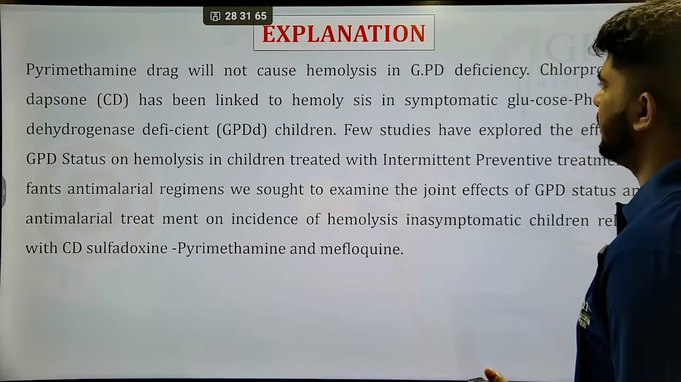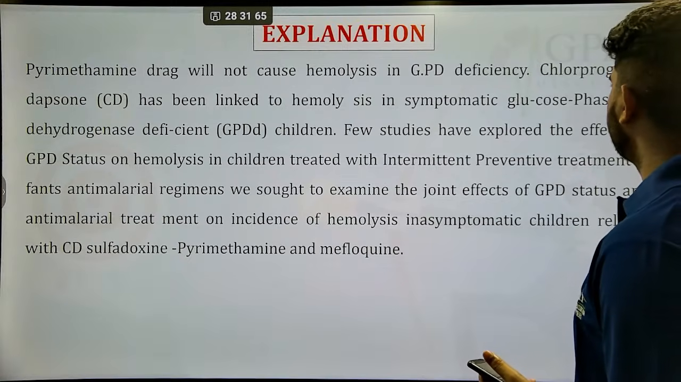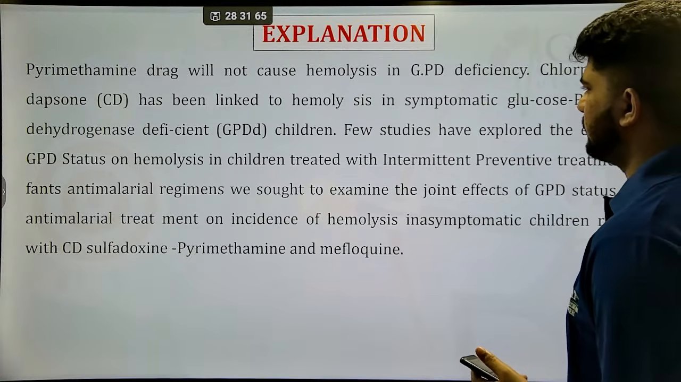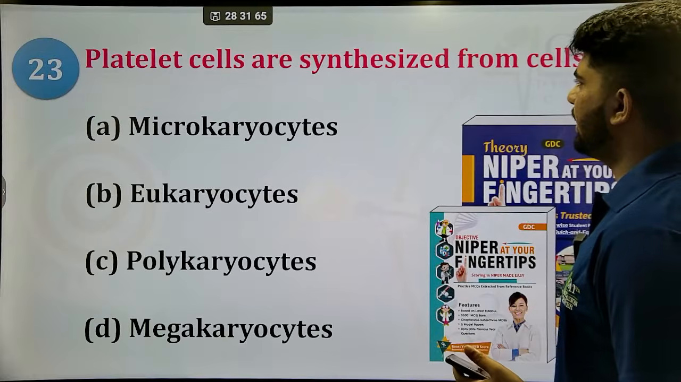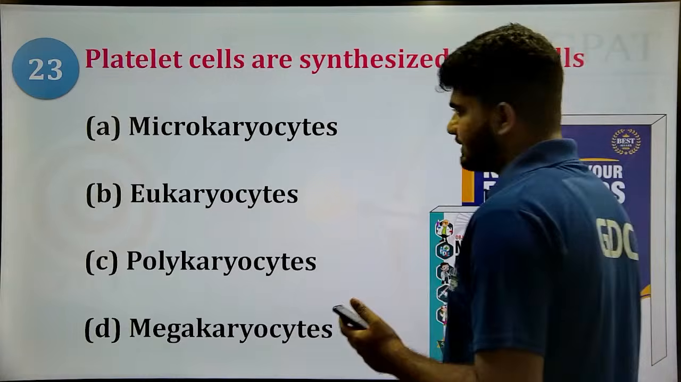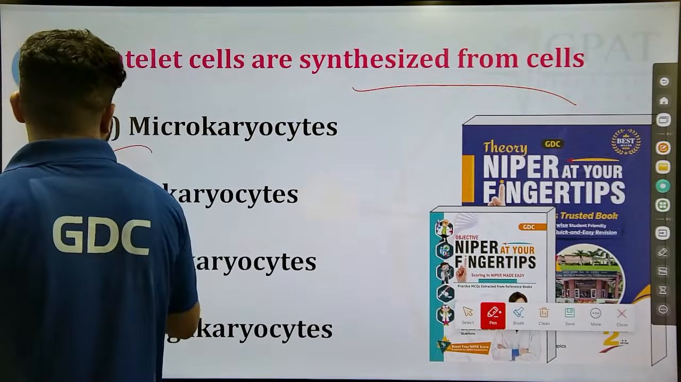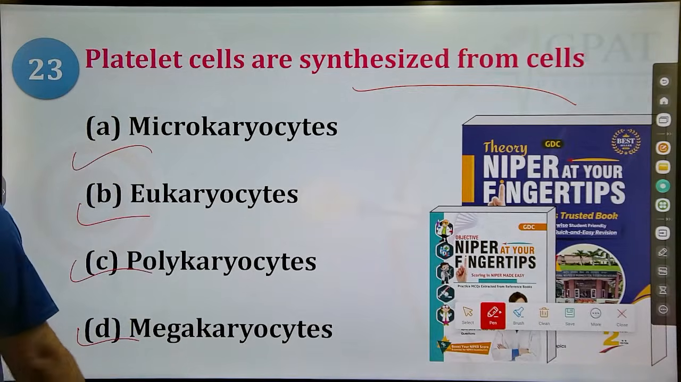Chlorproguanil-dapsone has been linked to hemolysis in symptomatic glucose-6-phosphate dehydrogenase deficient patients. Now, platelet cells are synthesized from which cells? Microkaryocyte, eukaryocyte, polykaryocyte, or megakaryocytes?